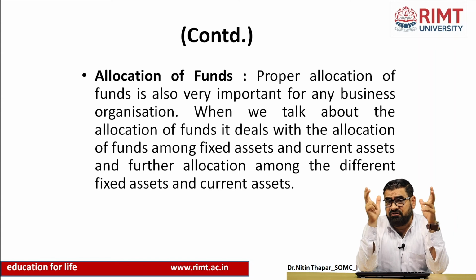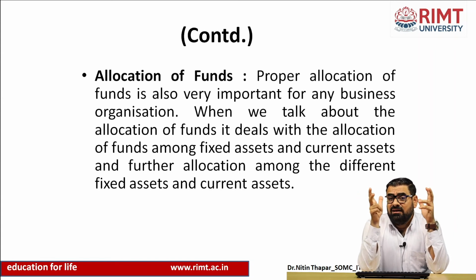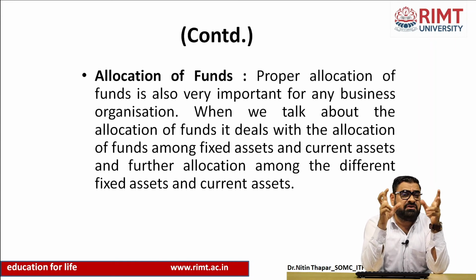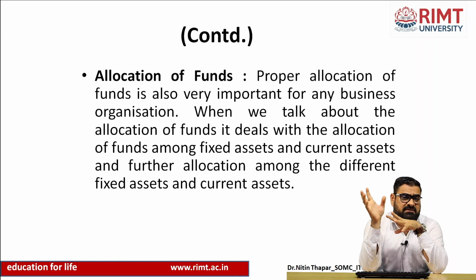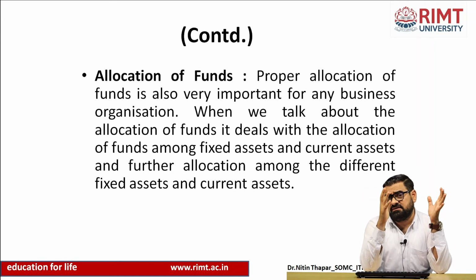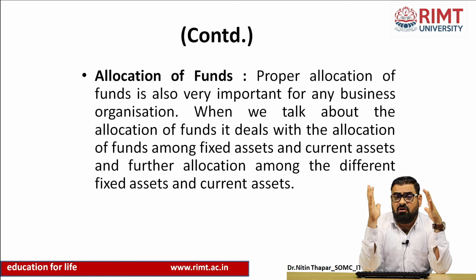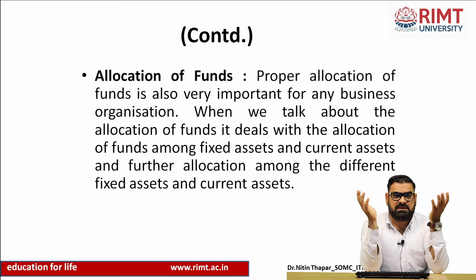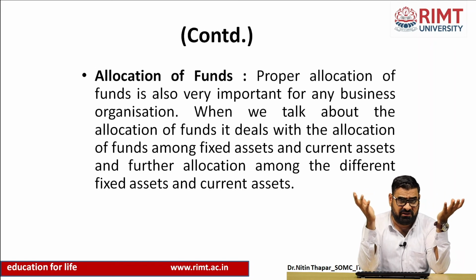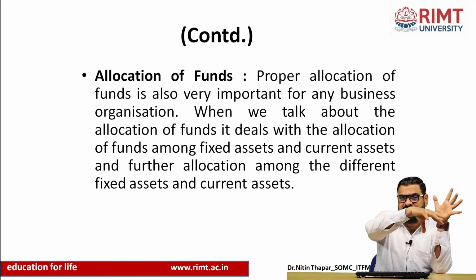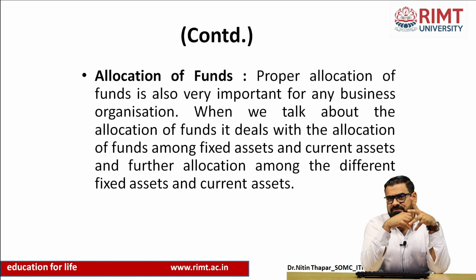Now if we have finalized that we are investing 70% of our total available funds in the fixed assets and 30% in the current assets, it is not finished. Now 70% is finalized for fixed assets, 30% for current assets. There are so many fixed assets like land and building, plant and machinery, furniture, motor vehicles, and many other things. Out of that 70%, again further allocation among the different fixed assets is required.